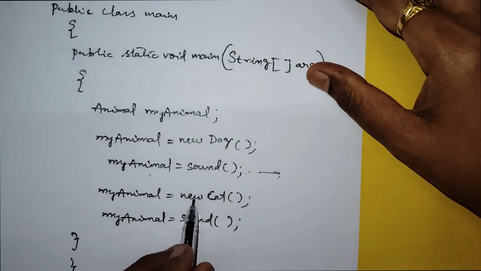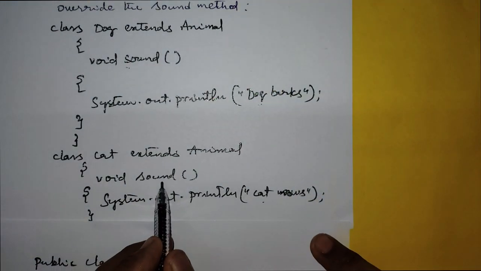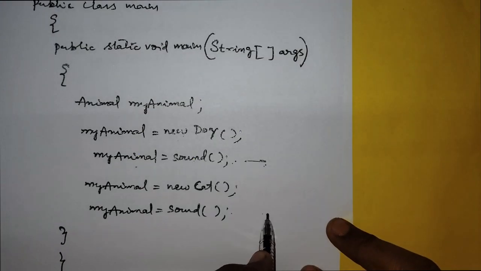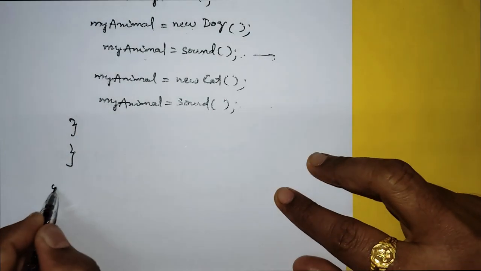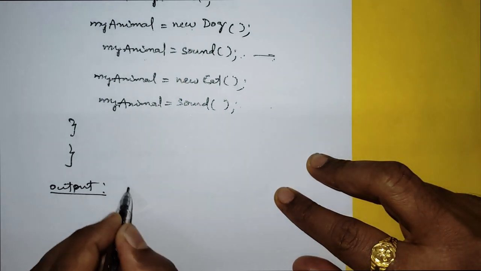This is my animal sound from the new cat. What is there in the cat? Here it is, the sound goes: in the cat, it meows. So from this, cat meows will be printed. Then what will be the output of this program finally?